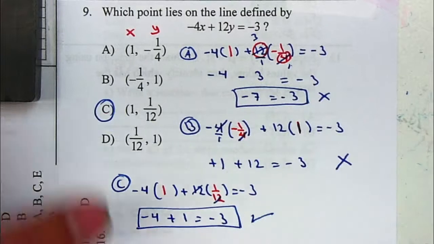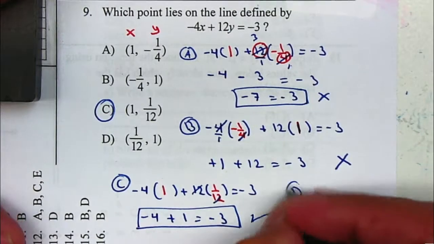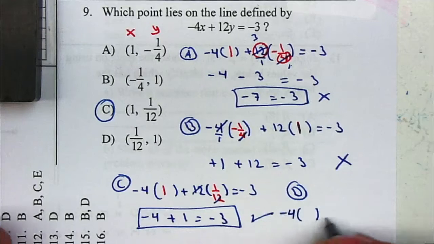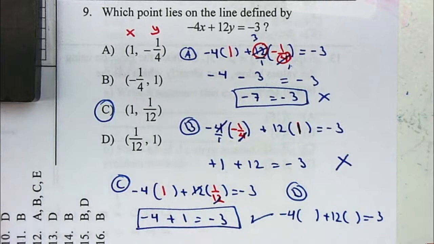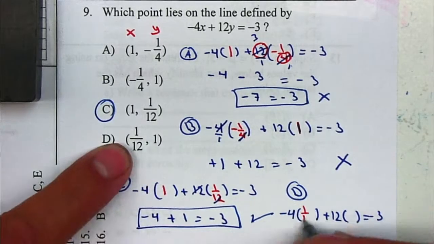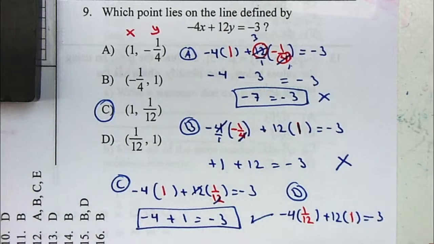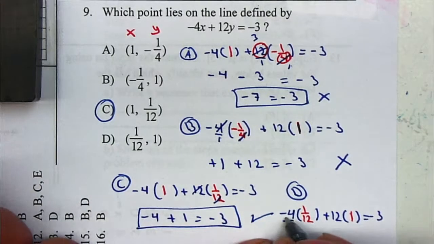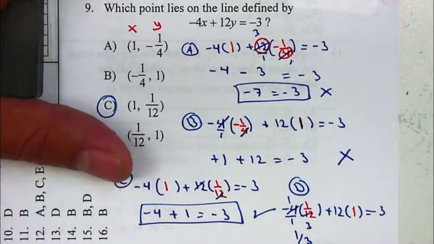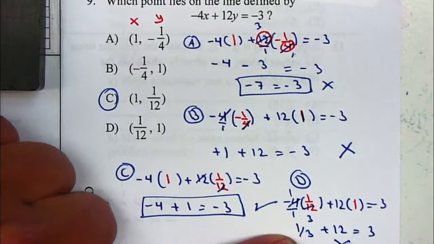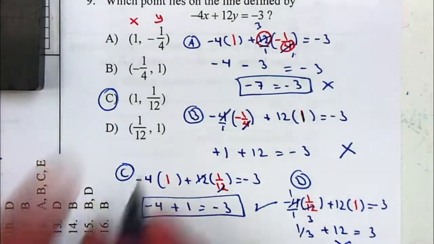Now it's a good idea to continue checking letter D, just in case there are multiple answers. So it'll be negative 4x plus 12y equal to negative 3. Instead of the x, I'm going to plug in a 1/12. Instead of the y will be a 1. Now if you notice, in this case this reduces to 1 and 3, so it'll be 1/3 plus 12. Is that going to be equal to negative 3? No. So therefore the only answer is letter C.